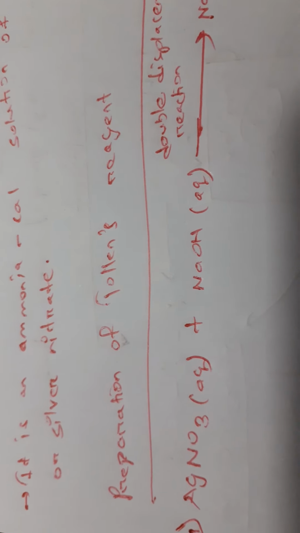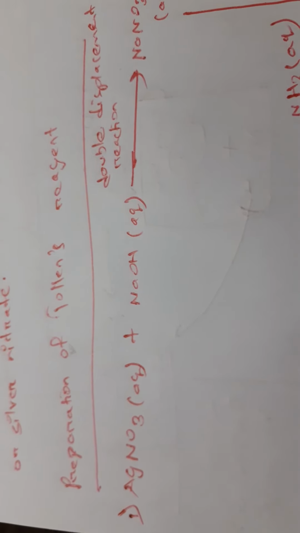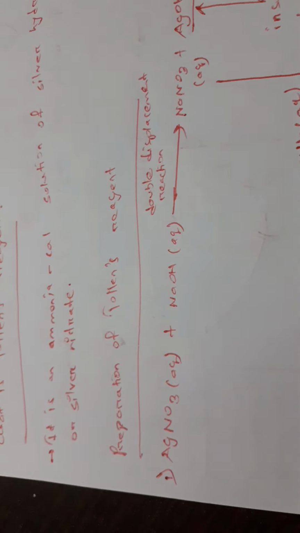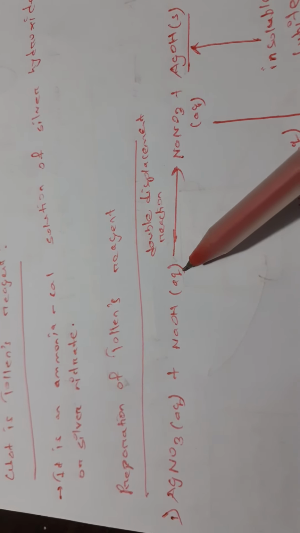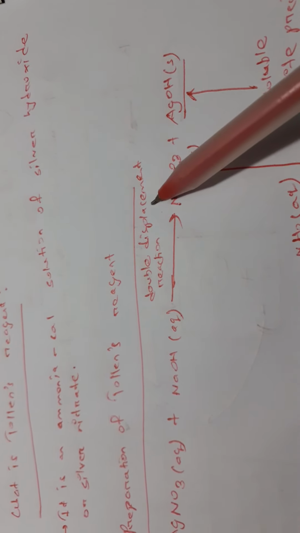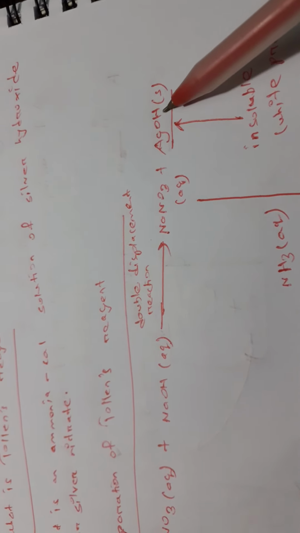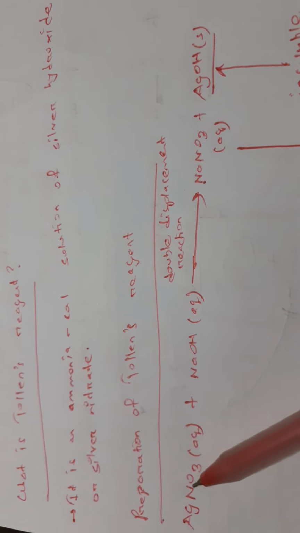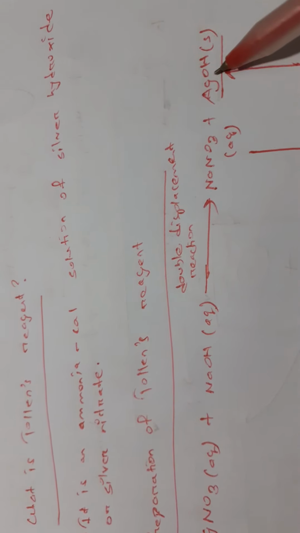So now we will look at how the Tollen's reagent is prepared. First, we will look at how the ammoniacal solution of silver hydroxide is prepared. It is prepared using the following reaction. First, aqueous silver nitrate and aqueous sodium hydroxide are reacted, and they go through a double displacement or a precipitation reaction to form sodium nitrate and silver hydroxide. Here, the sodium displaces the silver to form sodium nitrate, and the silver goes and reacts with the hydroxide ion to form the silver hydroxide.